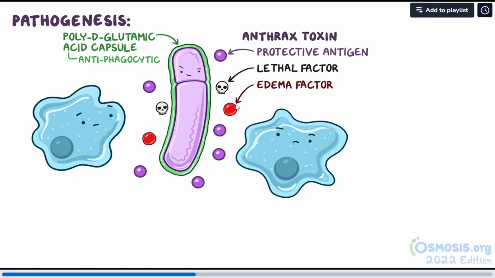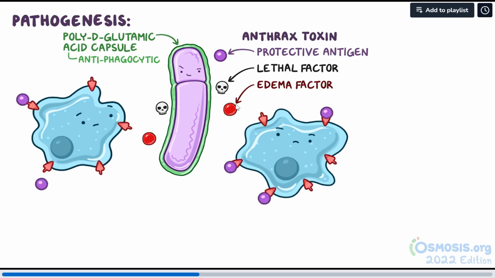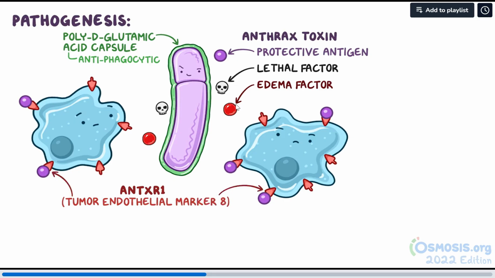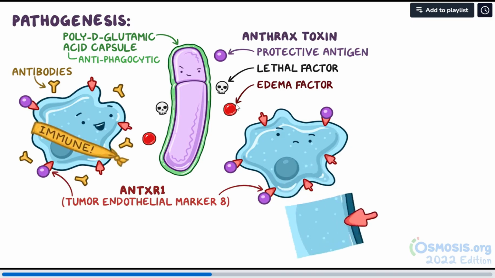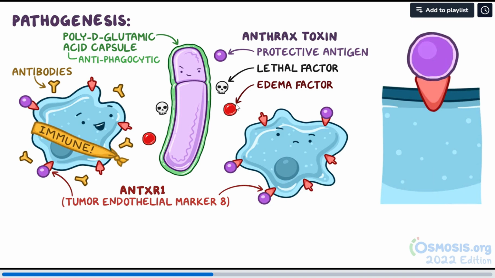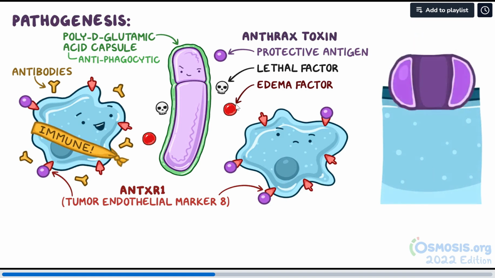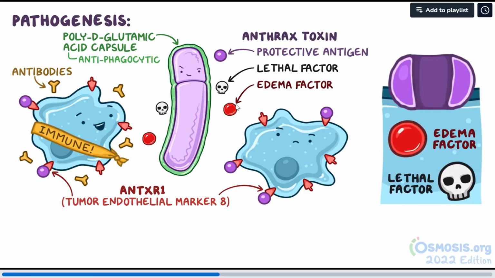The protein called protective antigen gets secreted from the bacteria and then binds to the surrounding immune cells via a cell surface protein called either ANTXR1 or tumor endothelial marker 8. It turns out the protective antigen gets its name because if a person has antibodies to this protein, they are considered immune to B. anthracis. After binding, protective antigen forms a channel in the immune cell membrane that allows for 2 additional proteins called lethal factor and edema factor to enter the intracellular space.